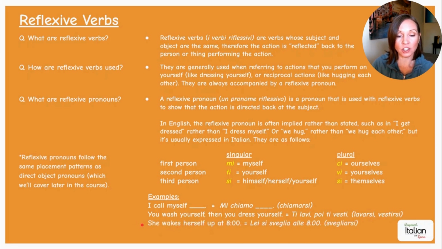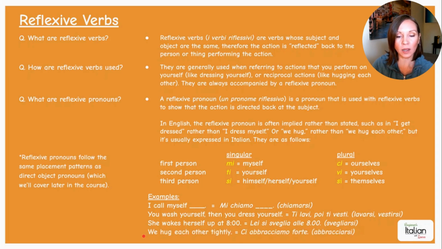And then we have she wakes herself up at 8 o'clock, or in Italian, lei si sveglia alle 8. In this case, we're using the reflexive verb svegliarsi. Again, you can tell it's a reflexive verb because it ends in si. Here we put the si, because it's third person singular, saying she, before the conjugated verb. So lei si sveglia alle 8.